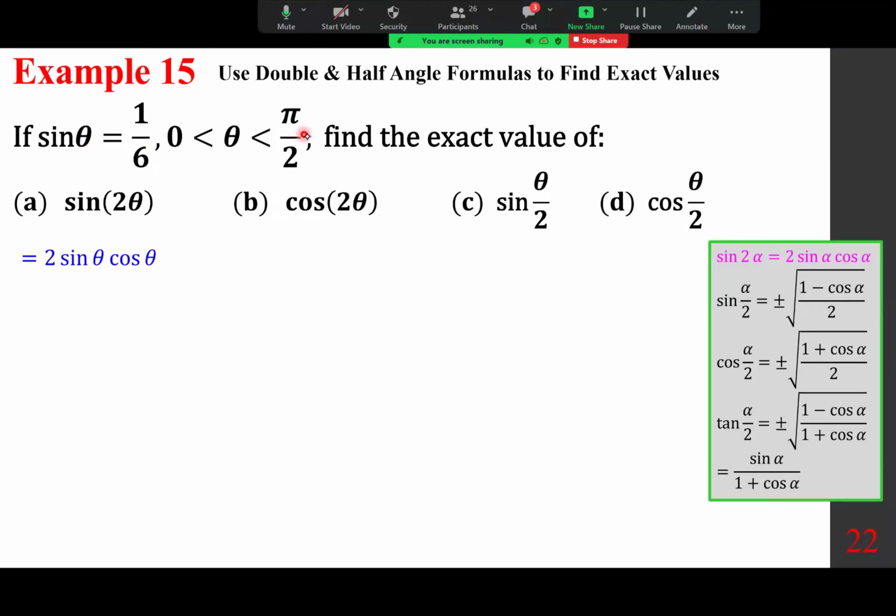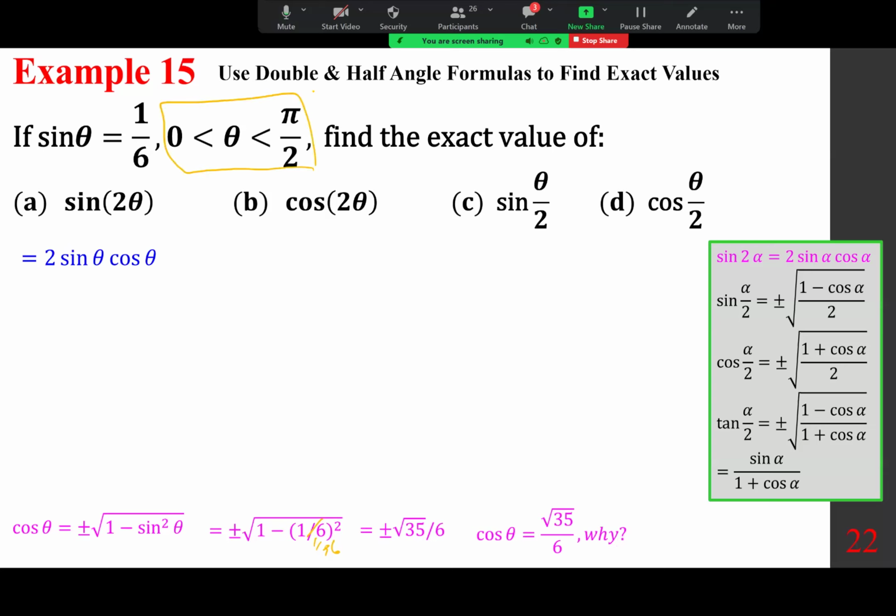So we calculate cosine theta using plus or minus the square root of 1 minus sine squared. And when we plug in, 1/6 squared is 1/36. 1 minus that is 35/36, or plus or minus square root of 35 over 6. And we use the positive only. Why is that? Quadrant 1, everything is positive. So just plug in now.